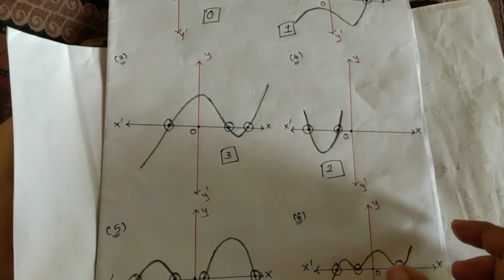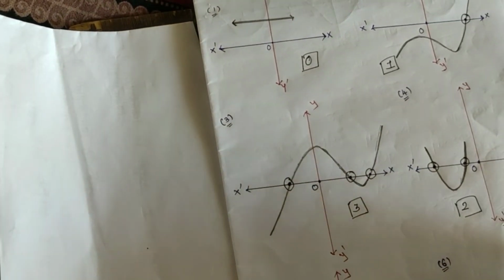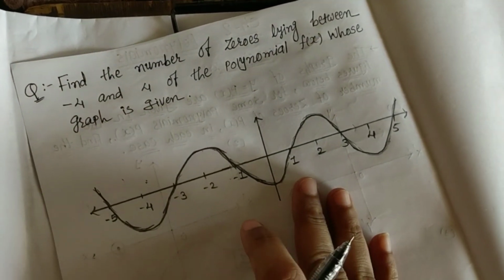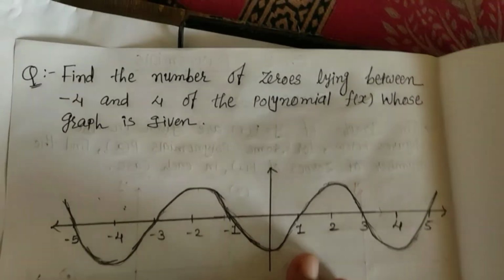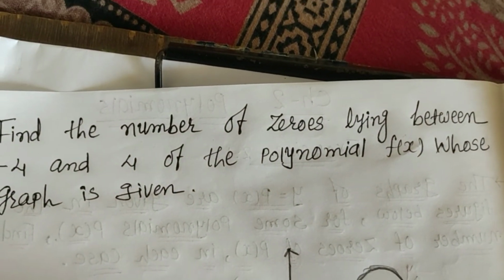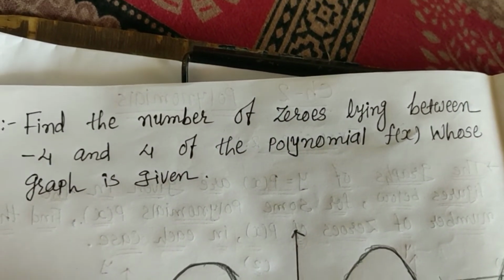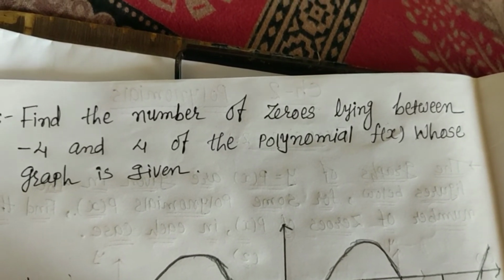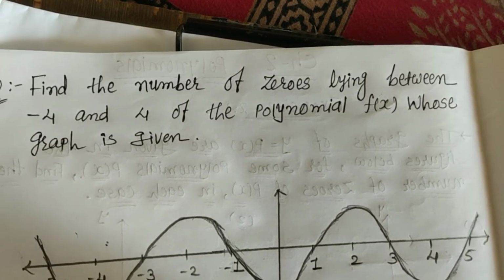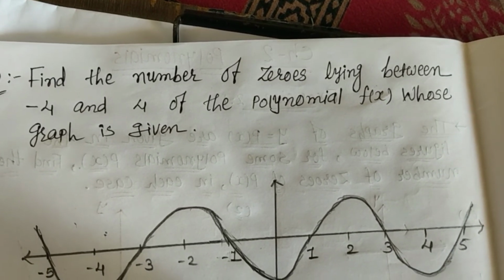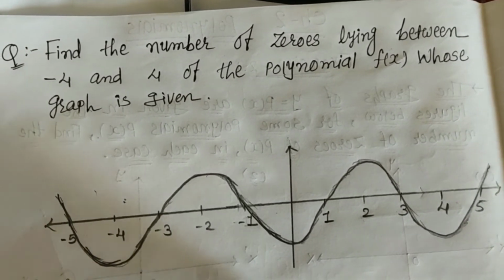Now we'll see one more question that is not given in your textbook. This is the extra question but related to this theory. They can ask you in the board examination. So we will see what is the question. First of all, we will understand the question very well and then we will do the answer. Remember this technique. This will help you in board examination.